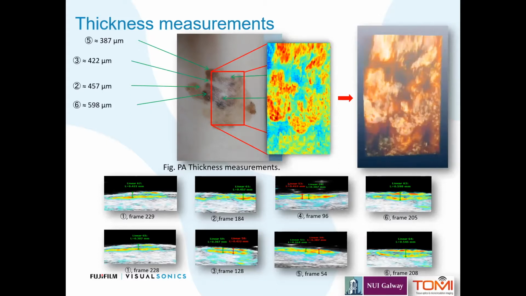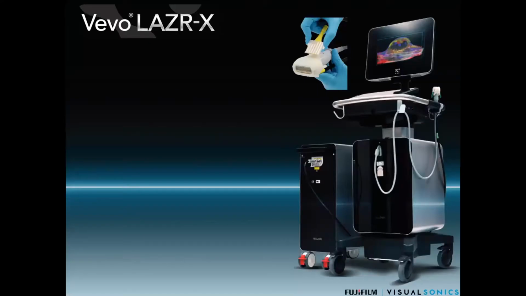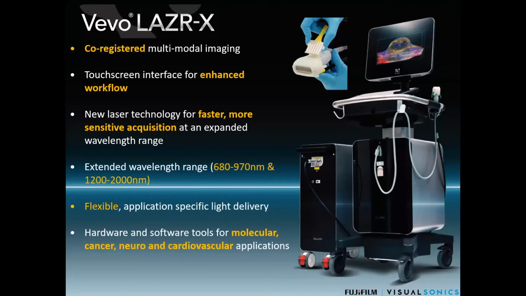So all of this I showed you, I hope some of it was new. I hope some of it was already something that you have known. It's with a commercially available system. It's called the Vivo LAZR X. If you'd like to know more, happy to talk to you about it. Full inherent co-registration of anatomical, functional, and molecular data in real time. All of this in a high-end ultrasound system with the laser next to it. Extended wavelength range, so really going to the near and far infrared. And with this entire setup being very flexible in light delivery, so you can really go deep tissue penetration.